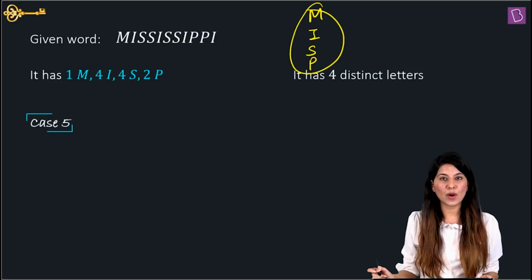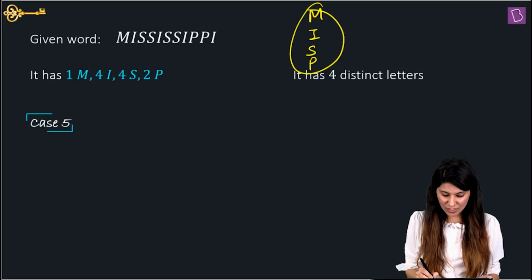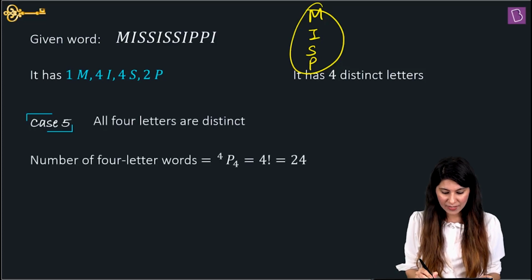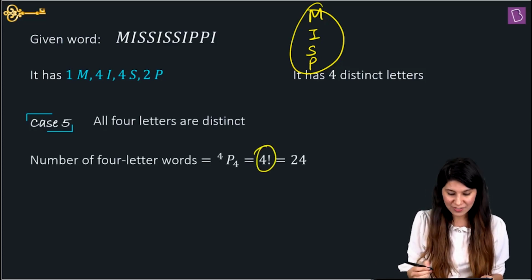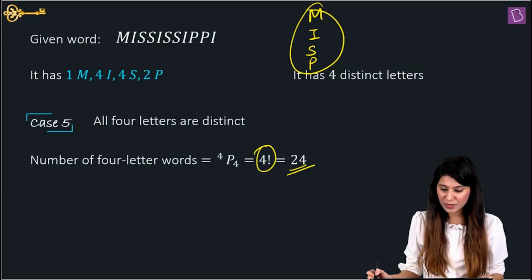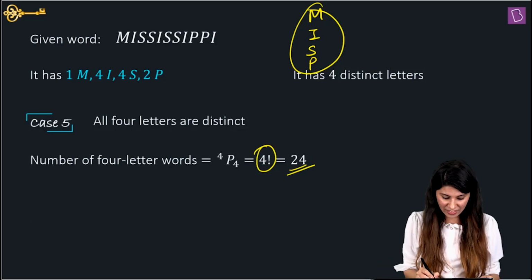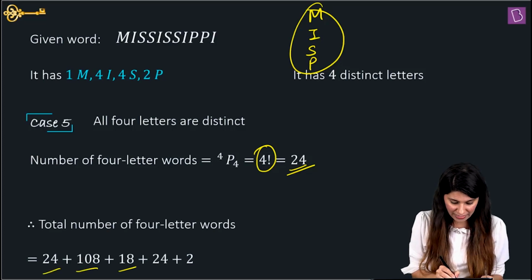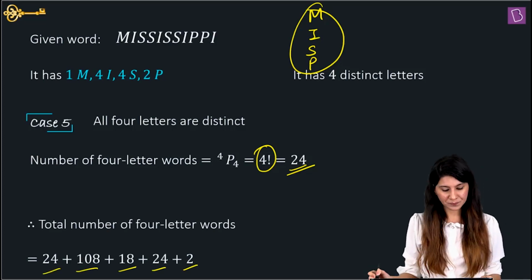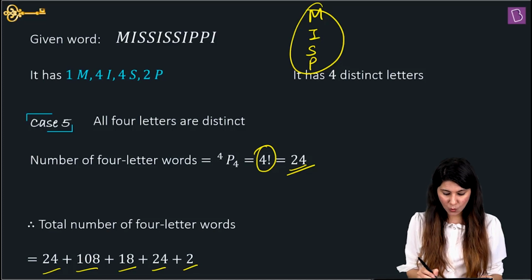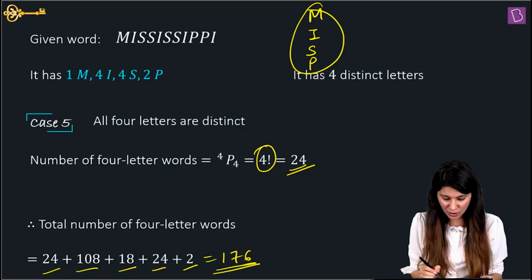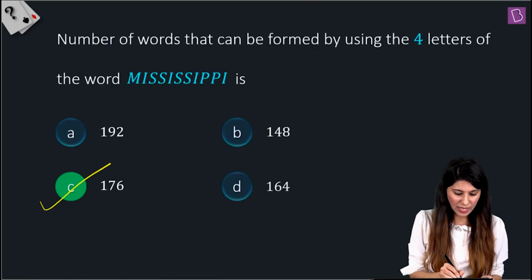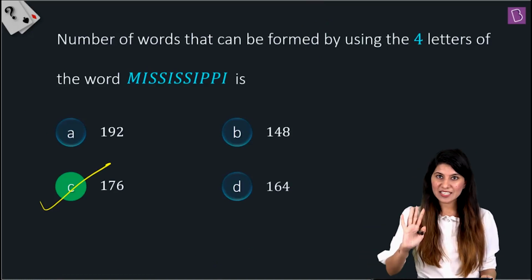That can be done by one way. You just need to arrange it, and that can be done by 4 factorial ways or 4P4. So 24 would be your answer. Now let's add all 5 cases: 24, 108, 18, 24, and 2. If you add this, you'll get 176 as your answer. Final answer is 176.